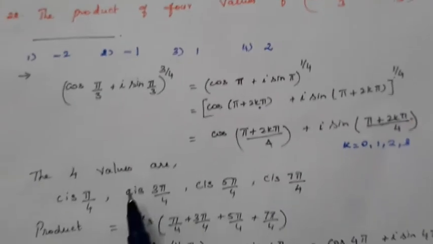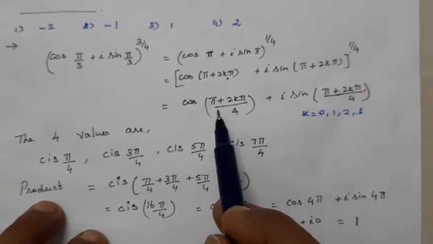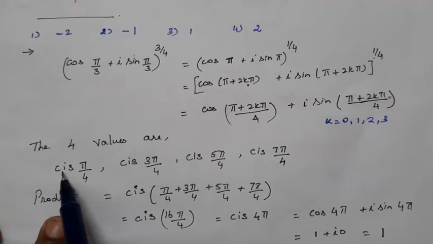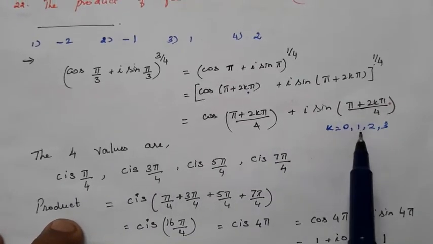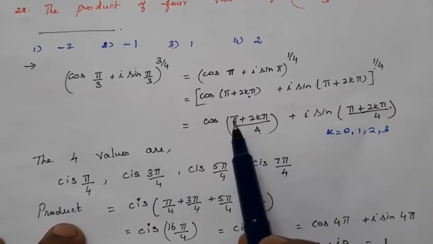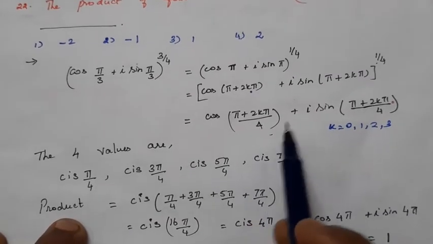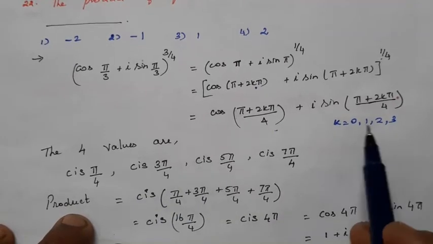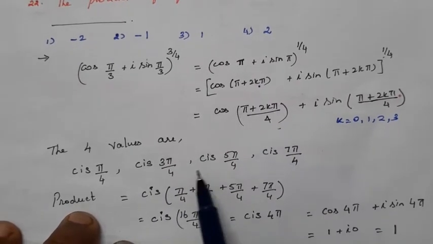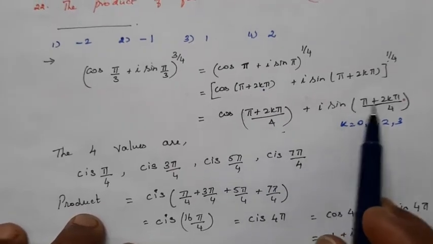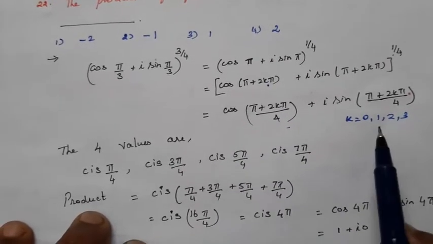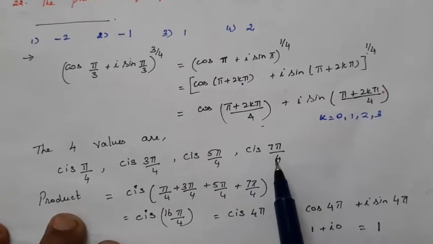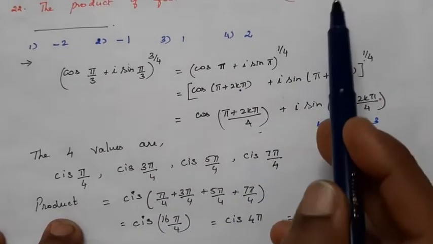So what are the 4 values? By substituting k as 0, it will be cos pi by 4 plus i sin pi by 4. I have written it shortly as cis pi by 4. By taking k equal to 1, it will be 2 pi plus pi, 3 pi by 4, so cis 3 pi by 4. By taking k equal to 2, it will be cis 5 pi by 4. By taking k equal to 3, it will be 7 pi by 4, that is cis 7 pi by 4. So these are the 4 values for the given complex number.